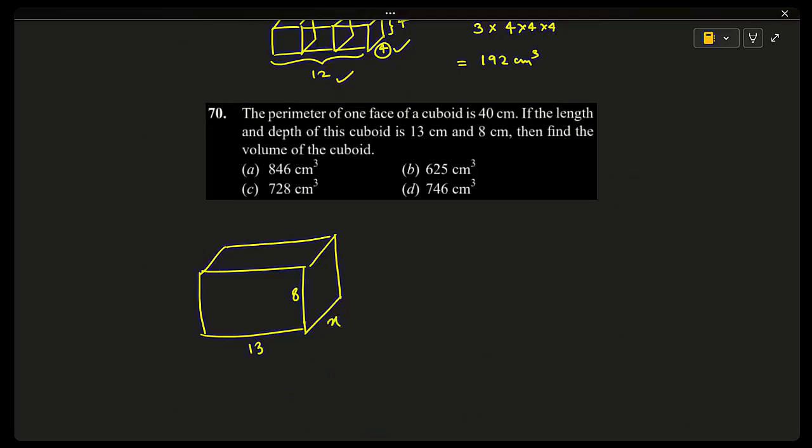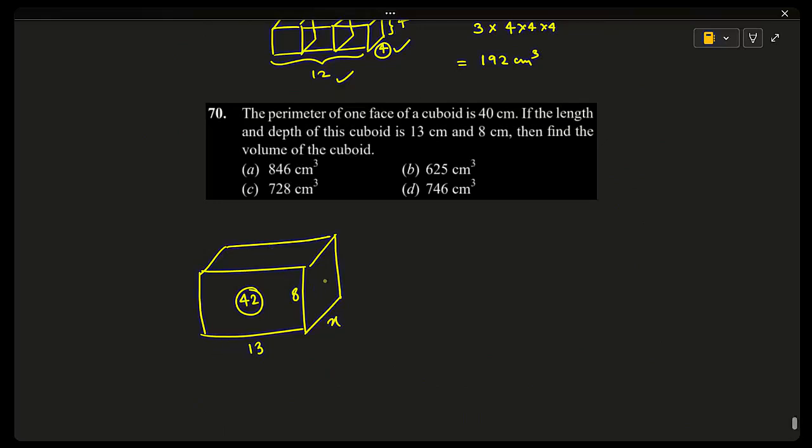They said the perimeter of one face is 40. There are 6 faces, but the opposite faces are identical and have the same perimeter. If you look at this face, definitely the perimeter is not 40. Why? Because length is 13, breadth is 8: 2 into 13 plus 8. 13 plus 8 is 21, into 2 will be 42. So definitely they are not talking about this face, but either this face or this face.